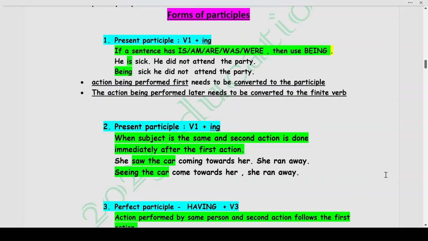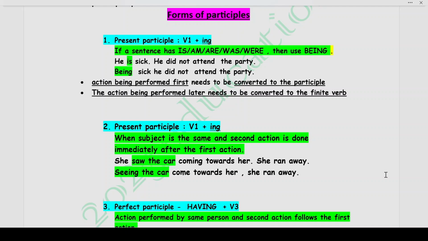Hello dear students. In today's video, we shall understand in detail the different forms of participles which are used to frame or to analyze your synthesis or combination of simple sentences to form another new simple sentence. Now, what is a simple sentence?